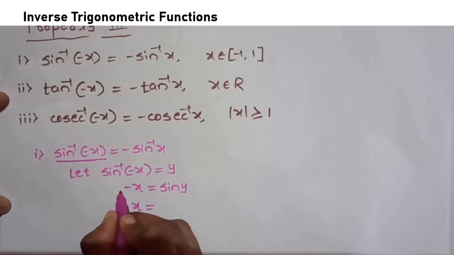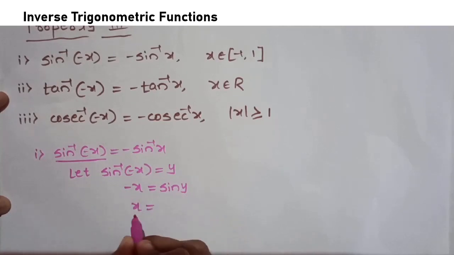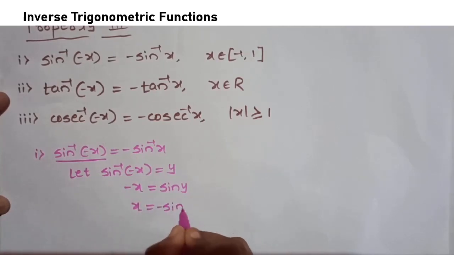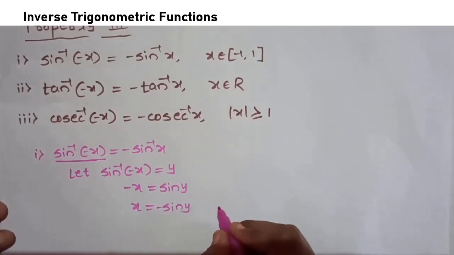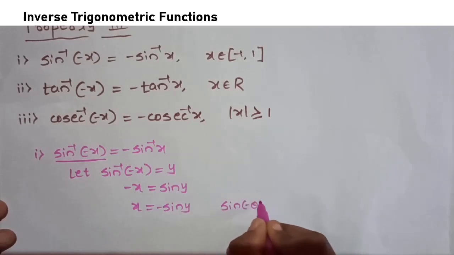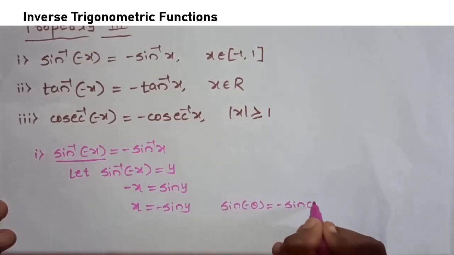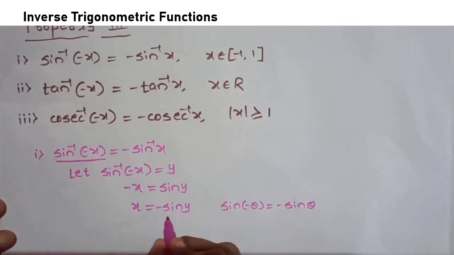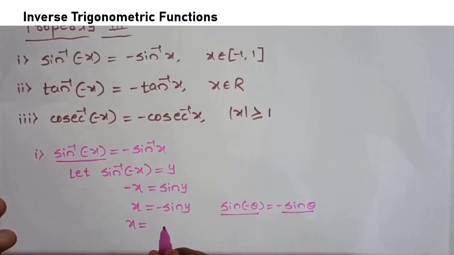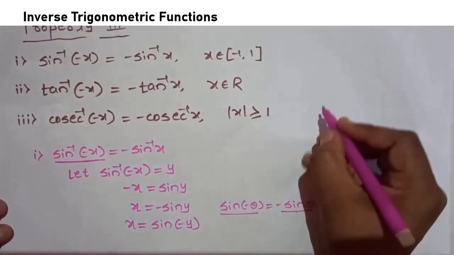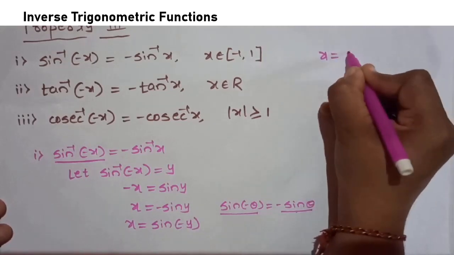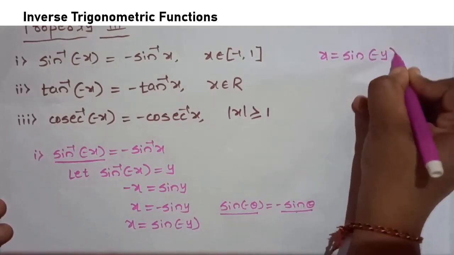Then x equals what? I'll multiply both sides by the minus sign, so it becomes x is equal to minus sine y. And you already know sine of minus theta equals minus sine theta. I am using this property in reverse, writing minus sine theta as sine of minus theta. That time it becomes x is equal to sine of minus y.